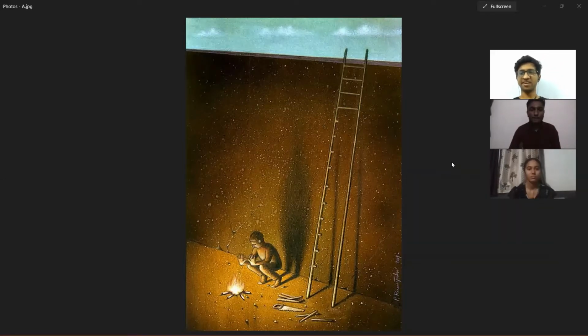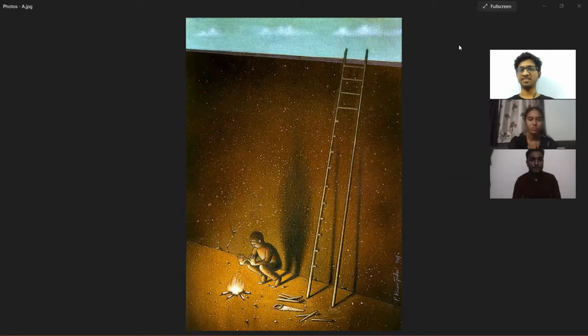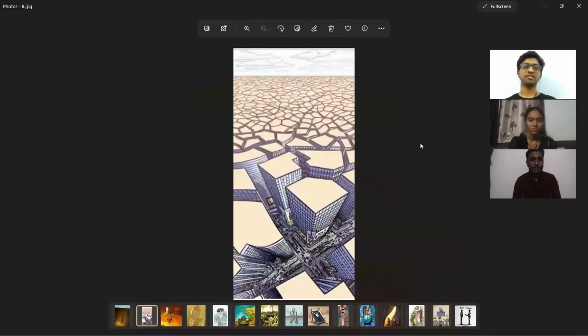A great way of describing the image. Next, I would like to share the next image, which will be the B image, and the next person will describe it. So here is the next image.